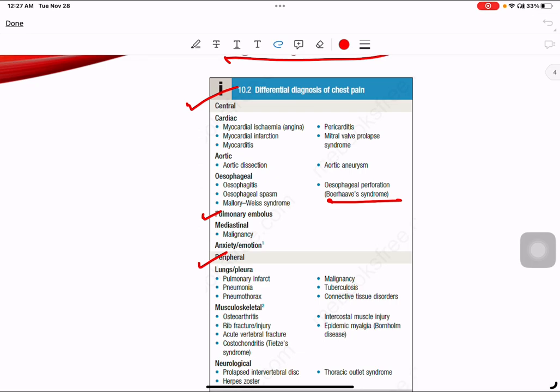Anxiety and emotion is an important cause of central chest pain. So what are the central causes of chest pain? There are cardiac causes, aortic causes, esophageal causes, pulmonary embolism, mediastinal causes, and anxiety and emotion.